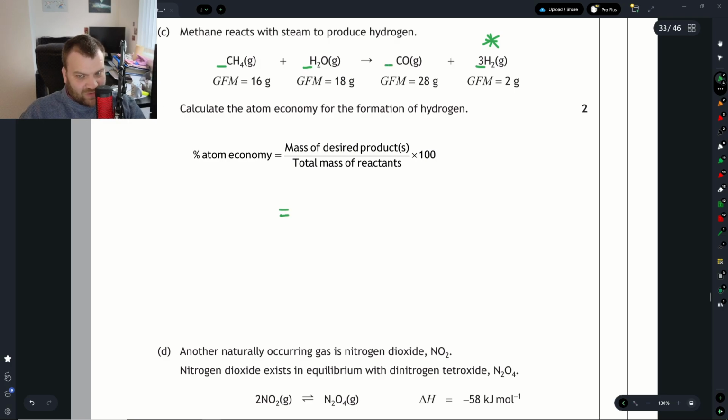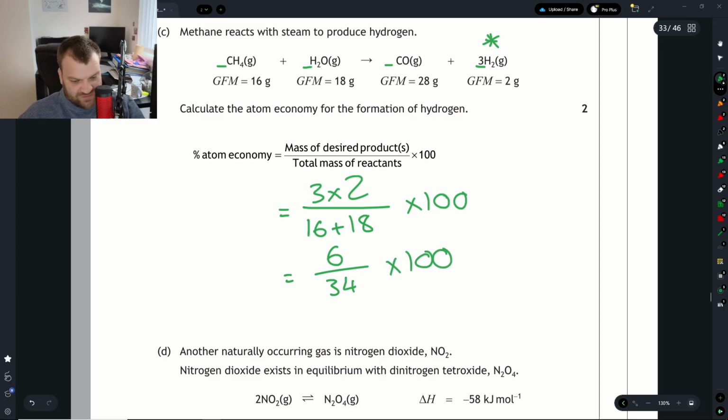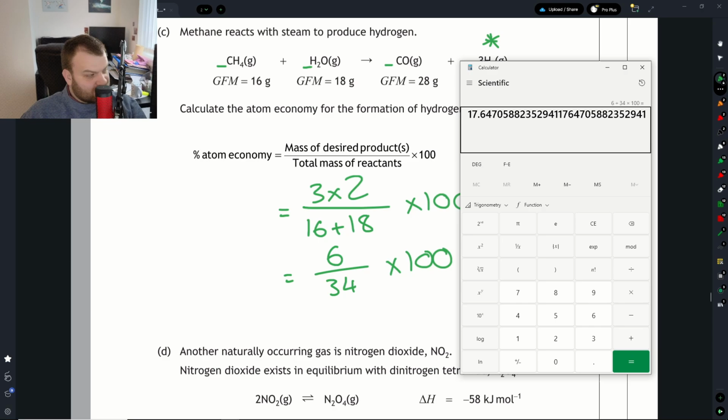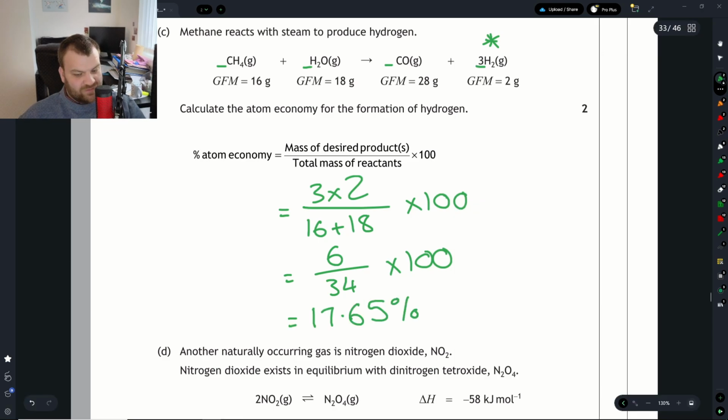That means that on the top line we're going to have 3 times 2, 3 hydrogens, and each GFM is 2, divided by, we need to do the same for our reactants. There's only one of each of them, so we just have to add 16 and 18 together. That times 100. Top line would be 6, bottom line will be 34, times that by 100, and that gives you a final answer of 17.65, and that would be in percent.